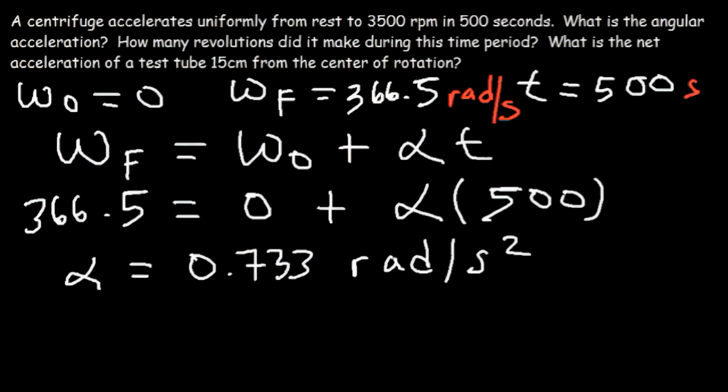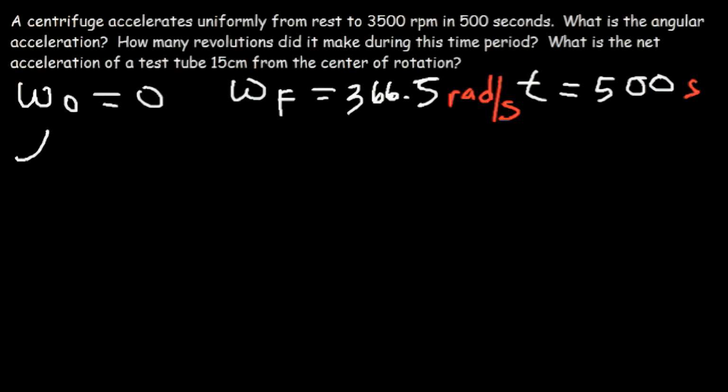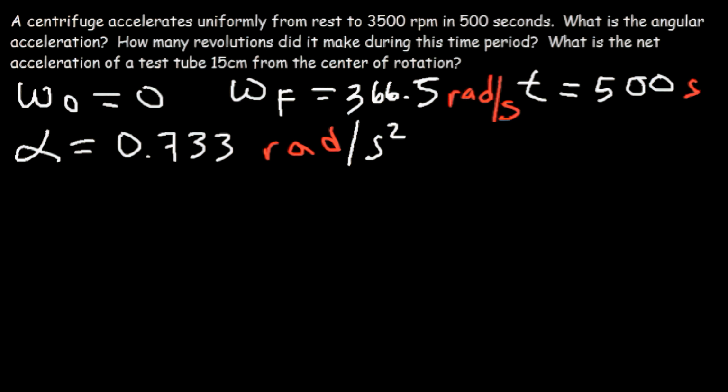Now, how can we calculate the net acceleration now that we have the angular acceleration? What do we need to do? In order to find the net acceleration, we need to find the radial acceleration and the tangential acceleration. So let's start with the tangential acceleration. Now we're going to find the net acceleration once it reaches a final speed of 3,500 RPMs.